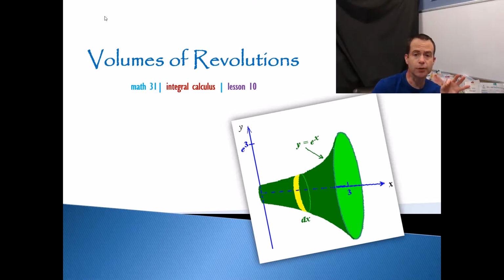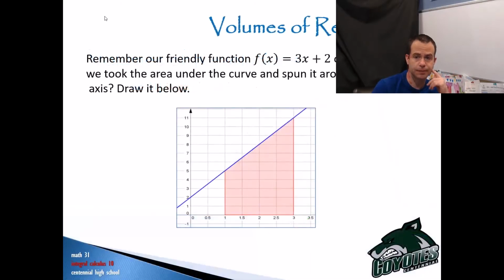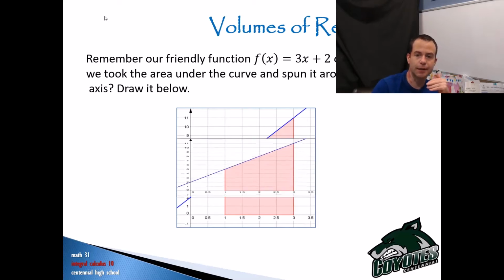So we're going to look at volumes of revolution. I'm going to go back to this trusty old trapezoid that I've shown you a lot in this unit. Remember our friendly function f of x equals 3x plus 2 from 1 to 3. Here's the thought. What if I took that area and I spun it around the x-axis? Okay, I took that area and I spun it around the x-axis.